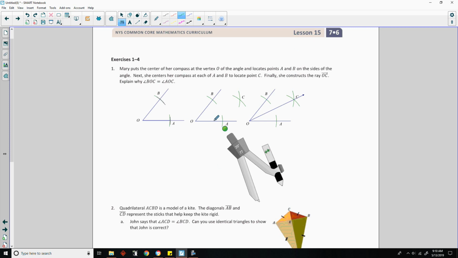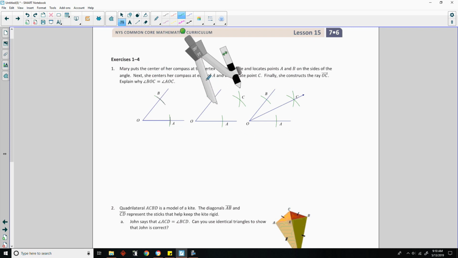Next, she centers her compass at each of A and B to locate point C. So what she did was put her compass at point A, like so, and created an arc from the center A with the same radius. She's making arcs from a circle, and they're all the same radius. If the compass is never moved, every mark has this congruent distance, the same distance from the center.